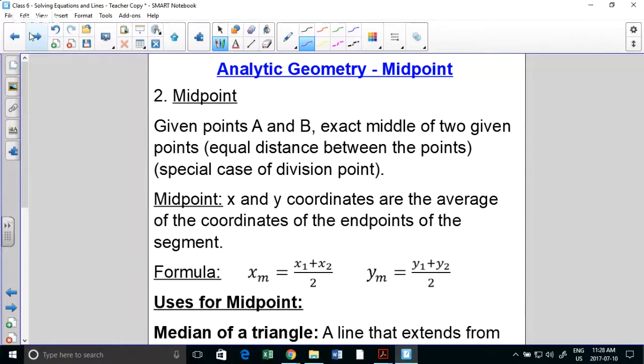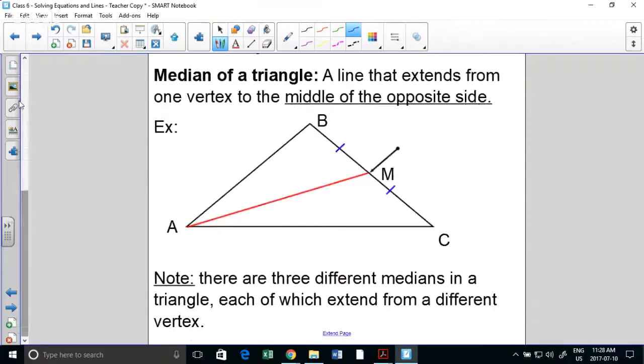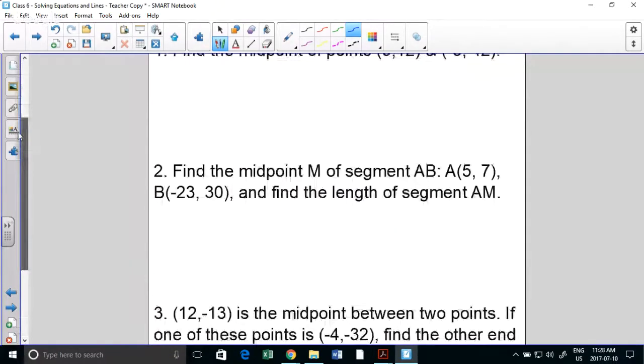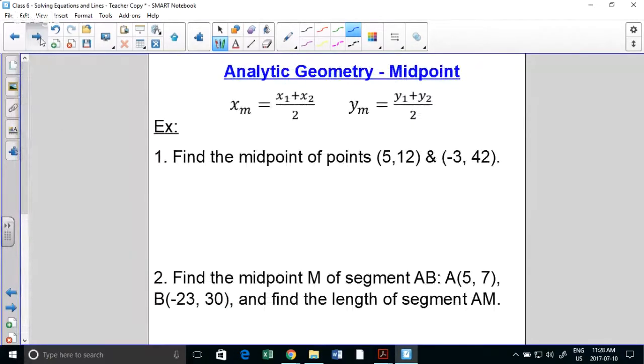Given 2 points, you can find the exact middle of the 2 points. You have these two formulas, put them on your memory aid. So for each of these different things, I've also provided some examples. So if you want to practice with the midpoint or practice with distance, feel free.